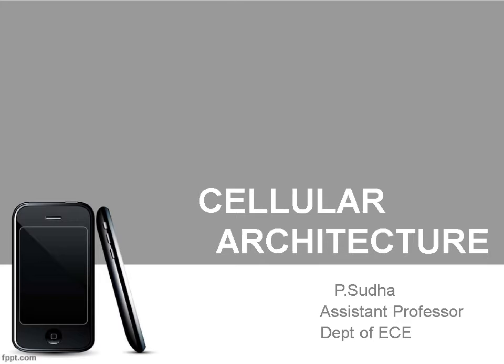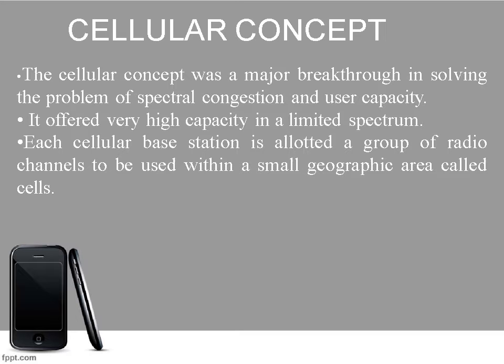Second unit in wireless communication is cellular architecture. First we are going to see the cellular concept. The cellular concept was a major breakthrough in solving the problem of spectral congestion and user capacity. It offered very high capacity in a limited spectrum.